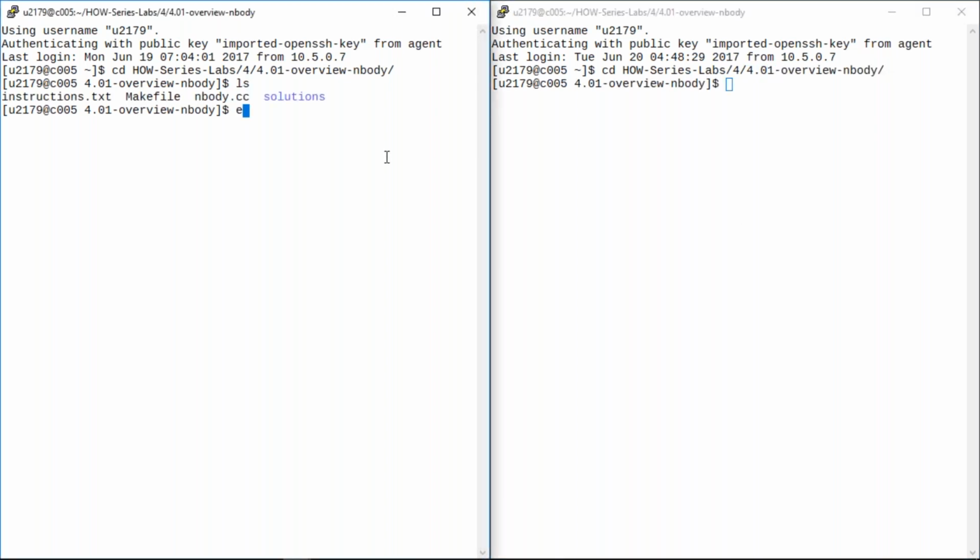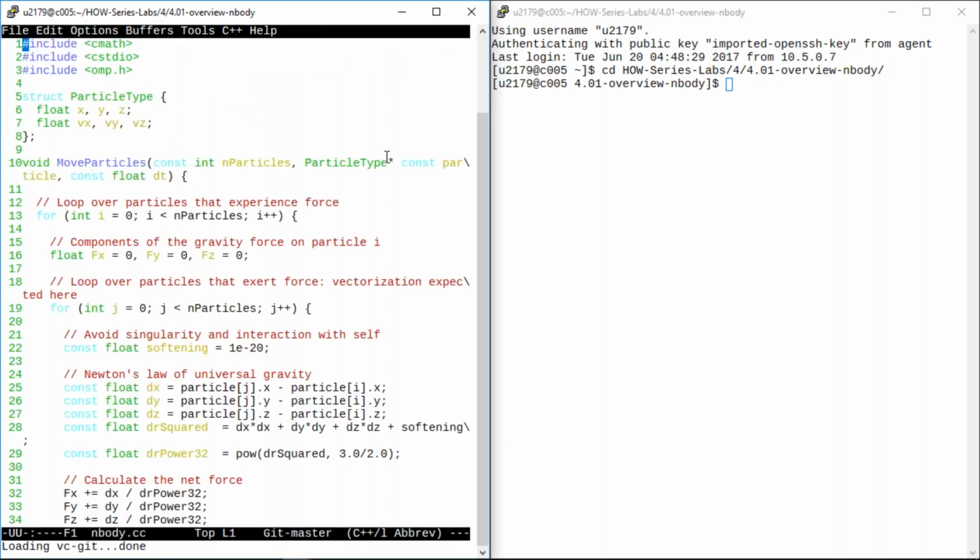What are we doing here? We have n-body.cc, and this is our source code. Well, how is it structured?